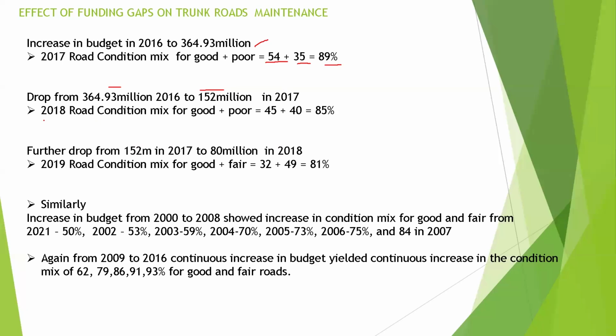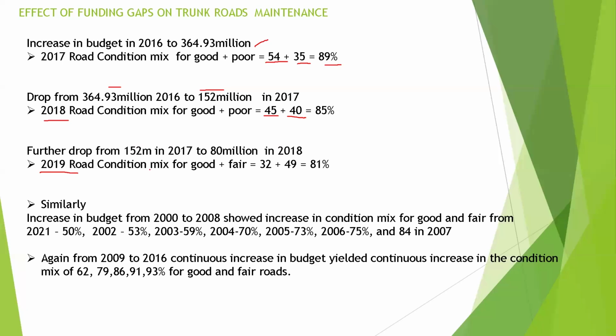So when I conduct my road condition survey in 2018, I had 45% good and 40% fair. When you add together, it means 85. So if you drop your commitment of funds to road maintenance activities, you lose part of your network, or your network moves from a good zone to fair zone, or from fair zone to poor zone. And the trend continues, a further drop to 80 million in 2018.